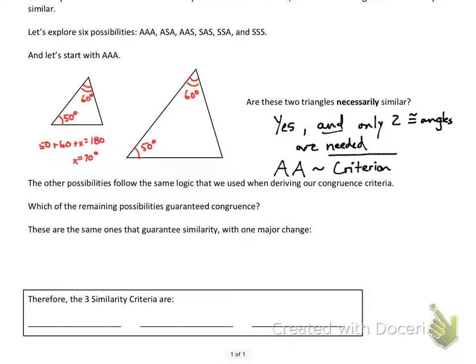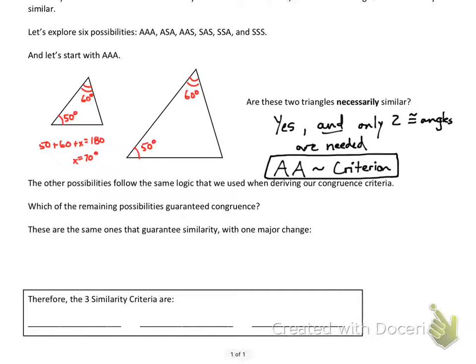If it's multiple, it's criteria. If it's singular, it's criterion. But it doesn't matter to me if you call it criteria all the time. So that's angle-angle. And the name makes sense. It's basically saying, if two angles are congruent, we're good to go.